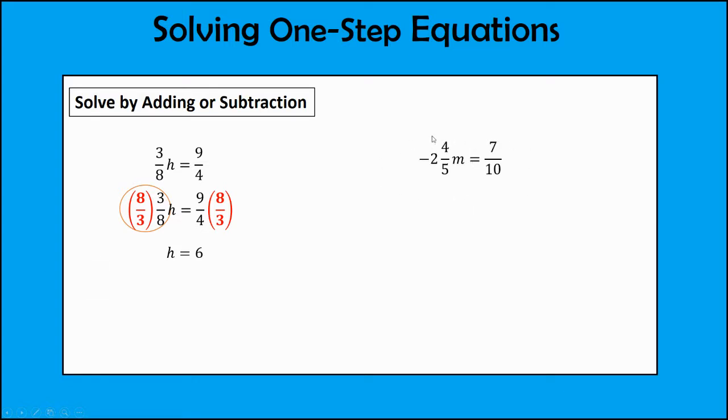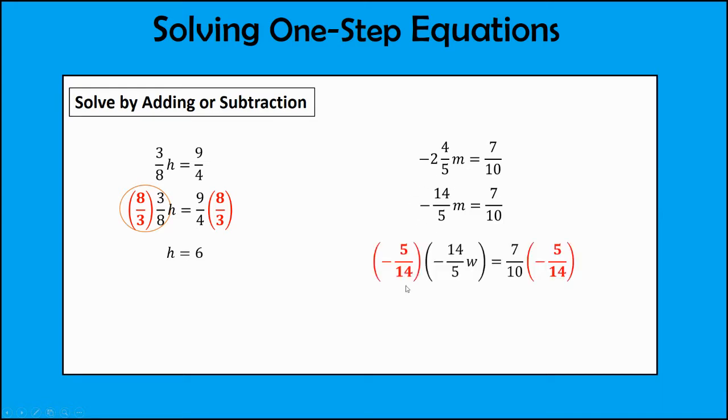Okay. Same deal here. The left side of the equation is negative 2 and 4/5 m. That's a single term. On the right side, I have a single term. So now my job is to take this single term and make the coefficient become positive 1. I want to know what 1m is, not negative 2 and 4/5 m. So the first thing I'm going to do is make this an improper fraction. 2 times 5 is 10, plus 4 is 14. This is negative 14/5 m equals 7/10. So the coefficient is negative 14/5. I want to make it a positive 1.